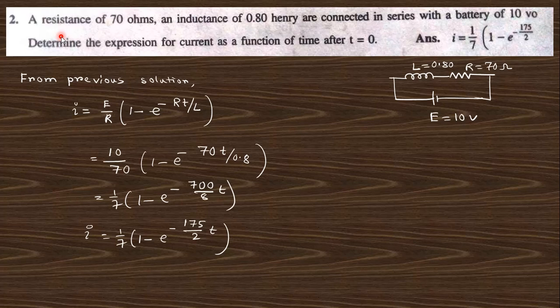Next question: a resistance of 70 ohm and an inductance in Henry are connected in series. It is a similar type of question: determine the expression of the current as a function of t. In a similar fashion, we get the same expression as the previous one, and putting in the given values, you will get the answer.